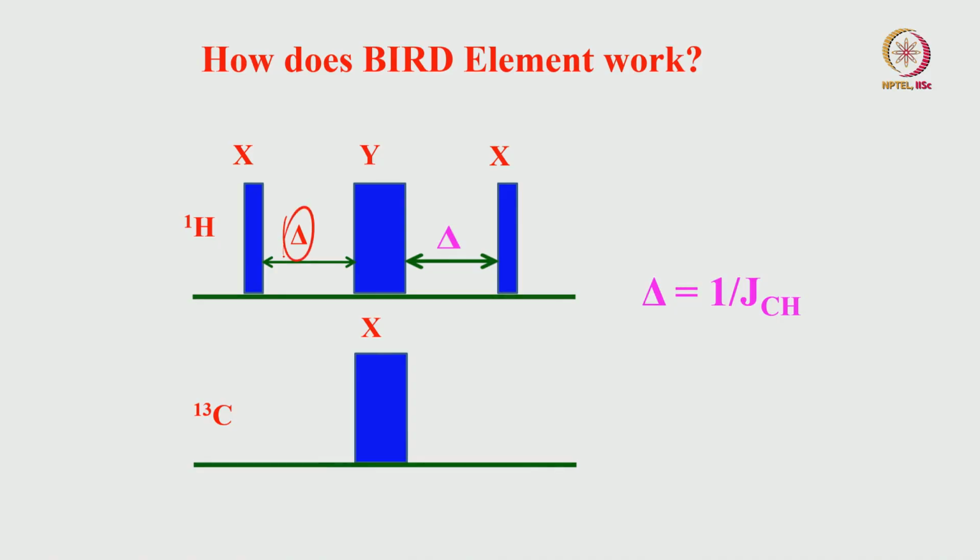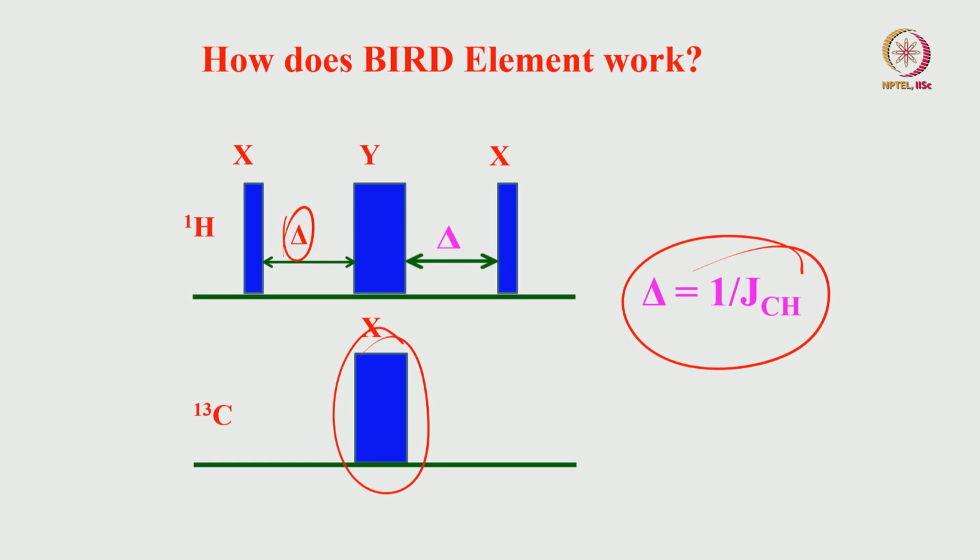I told you about the BIRD sequence. The BIRD sequence is a very simple sequence. We saw that in the BIRD sequence we have two 90-degree pulses separated by a delay, and in between a 180 pulse on the proton channel, and on carbon 13 we also have a 180 pulse, and the delay is set to 1 over JCH.